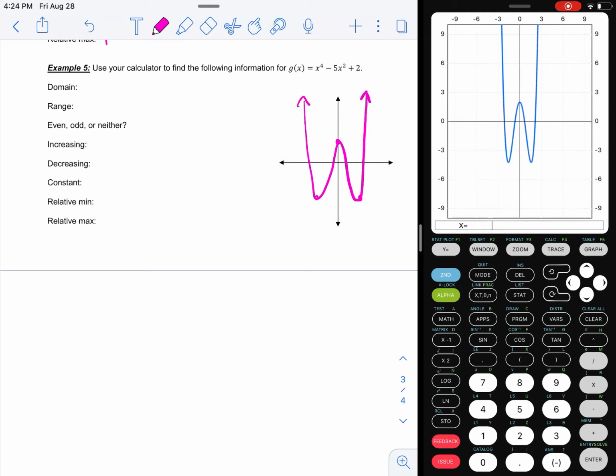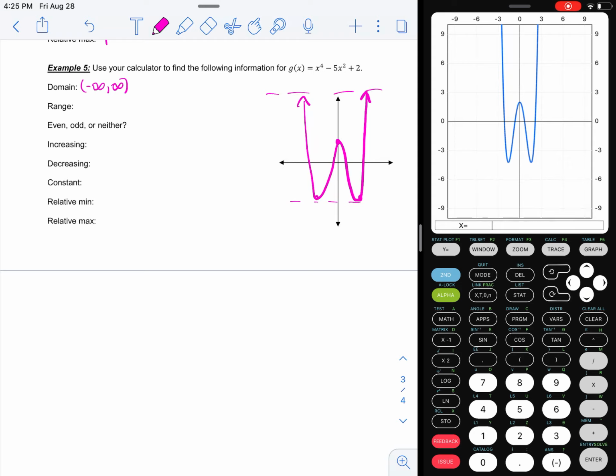All right, and realize there's arrows that go on forever and ever. It's just that the calculator stopped, so it doesn't put arrows on it. All right, what's the domain? Look left to right: all real numbers. What's the range? The lowest the graph goes to the highest the graph goes.